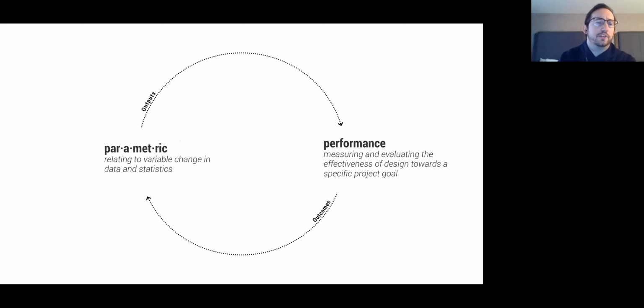And my way of actually starting to physically do that is looking at parametric design, the idea that we have data and statistics that have variables to it. Those are going to create outputs, which help understand the performance of a space and part of a design, the same ability to measure and evaluate it.